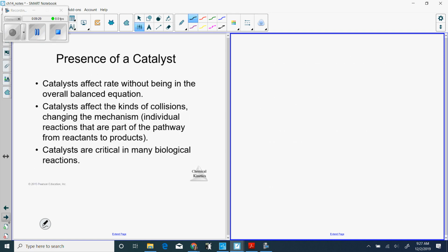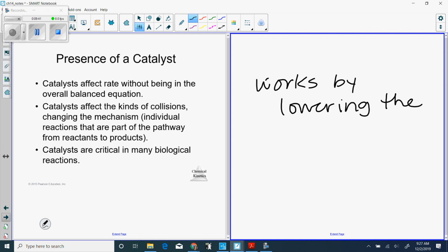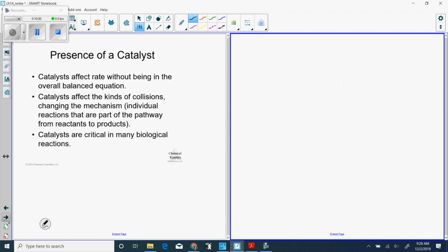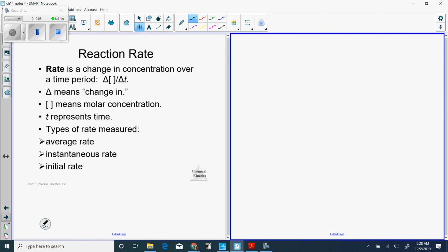And a catalyst works by, we're going to write this and we're going to talk about it a bunch. I think if you took EP Bio, you already know this. It works by lowering the activation energy, which today we're just going to write down and we'll revisit later. Some new symbols.